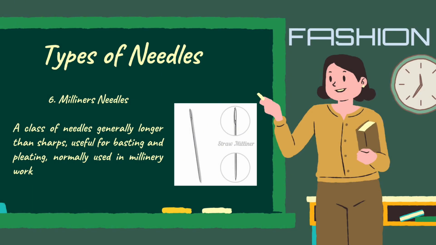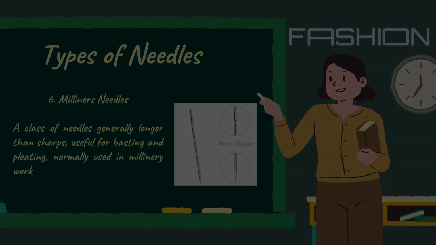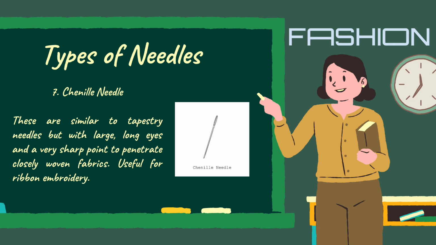Next, we have milliner's needles, a class of needles generally longer than sharps, useful for basting and pleating, normally used in millinery work. Seventh, we have chenille needles. These are similar to tapestry needles, but with large, long eyes and a very sharp point to penetrate closely woven fabrics, useful for ribbon embroidery.